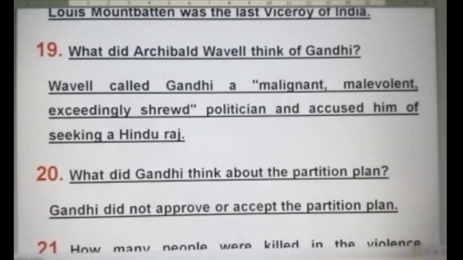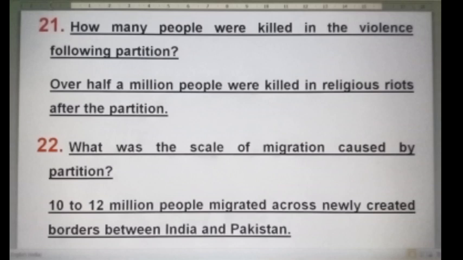How many people were killed in the violence following partition? Over 500,000 people were killed in religious riots after the partition. What was the scale of migration caused by partition? 10 to 12 million people migrated across newly created borders between India and Pakistan.